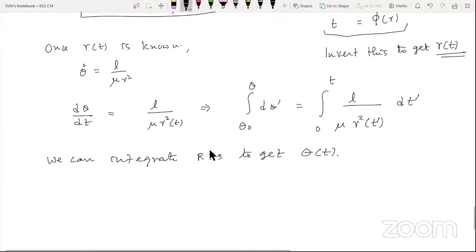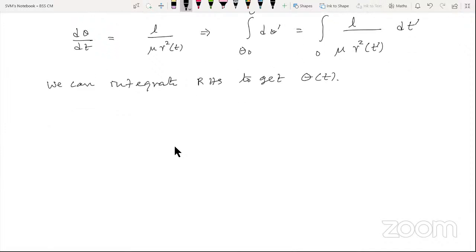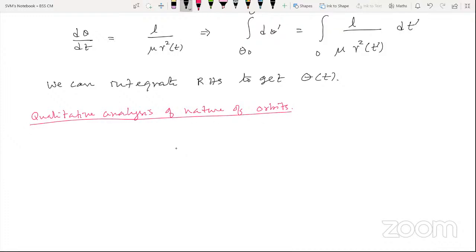Now we can do some kind of analysis, because it turns out that we require to get some idea of what will be the dynamics of the system for a given potential. So now let us look at something called some qualitative analysis of the nature of orbits. What we are going to do is very interesting and also very important.